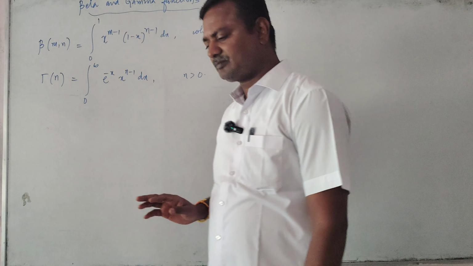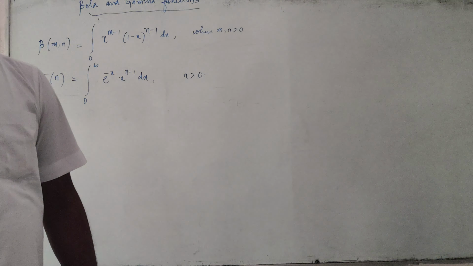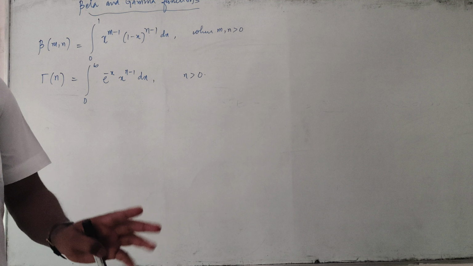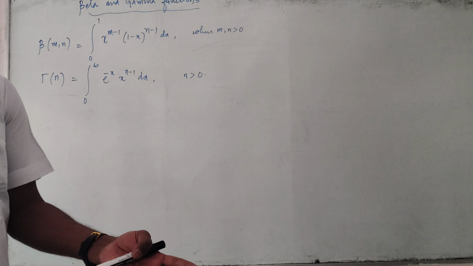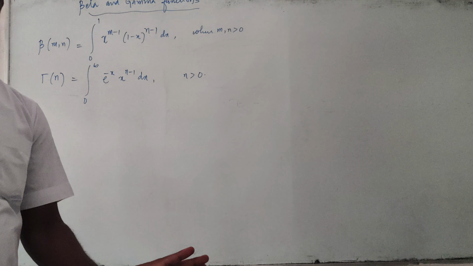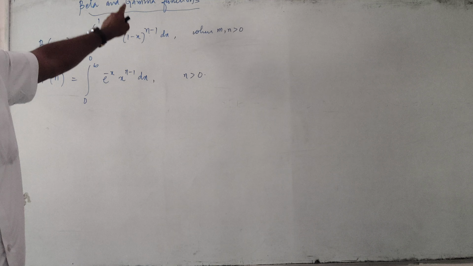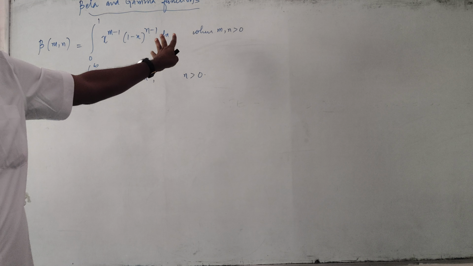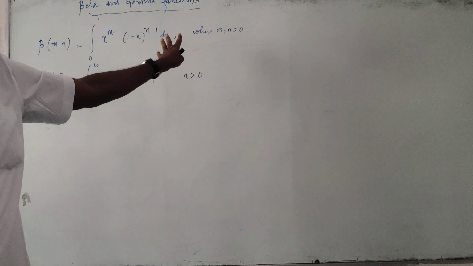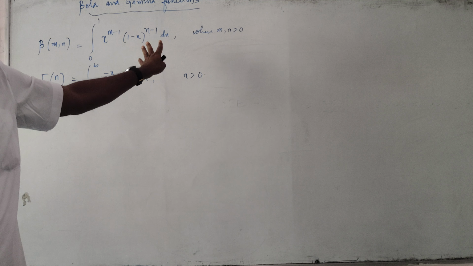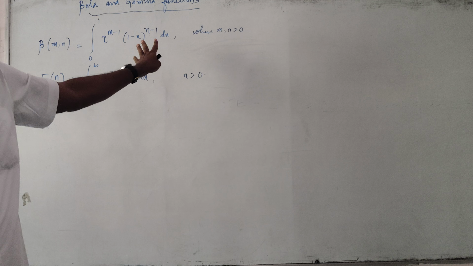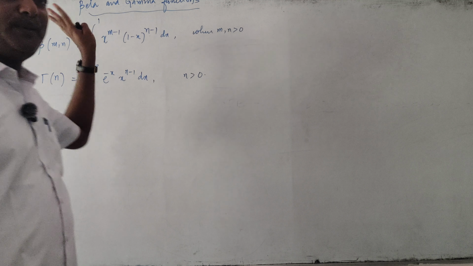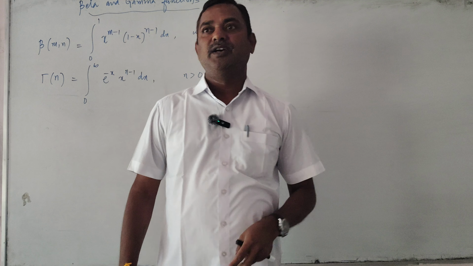The functions which you cannot integrate by using known methods are solved by using beta and gamma functions. Why are these famous? Because whatever integration methods you have used for different kinds of functions, the functions which you are unable to integrate, those kinds you can solve by using beta and gamma functions.